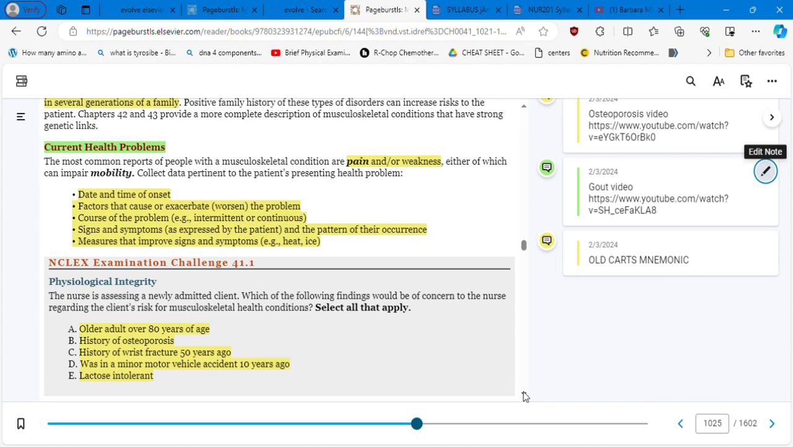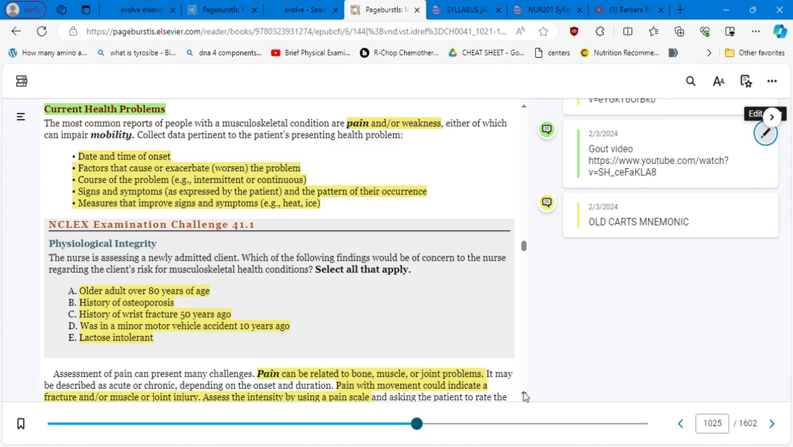Current health problems, you're going to check for pain, chronic pain or weakness. And also you're going to use your mnemonic in order to assess the onset, the location, duration, characteristic, and so on, whatever appears here.